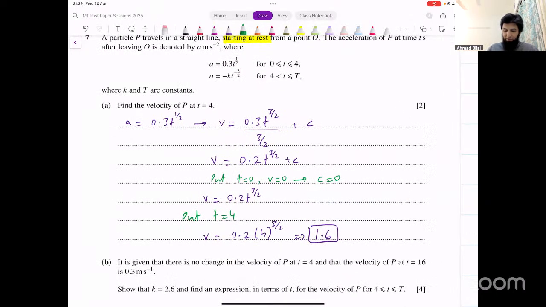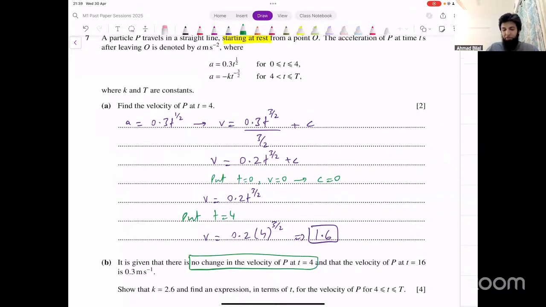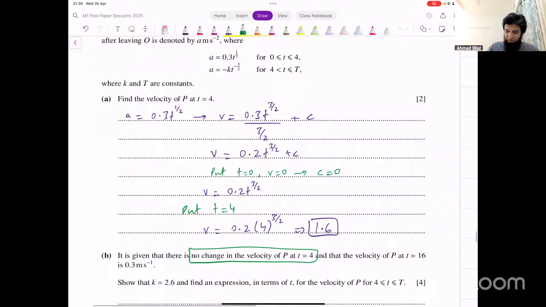How do you find the value for k? They're saying there's no change in velocity at t equals 4. That means whatever velocity you get from the first function at time equals 4, you should get the same velocity from the other function as well at time equals 4. Okay?